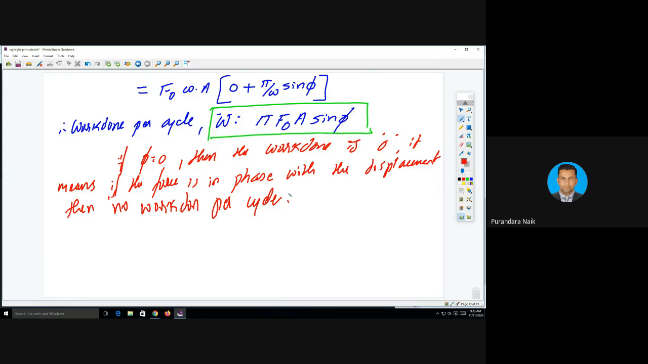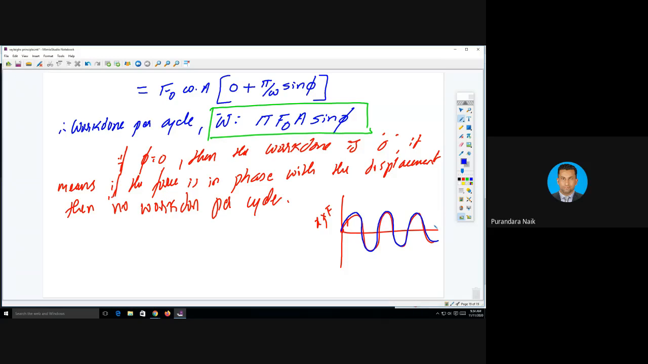What it indicates: if phase angle is 0, it starts from 0. If the force as well as x both are in the same phase, let us consider the red curve is for the displacement, and I'm going to take a blue curve. The blue curve is also with the same phase, no difference. Then you can say there is no work done. Work done per cycle is 0.